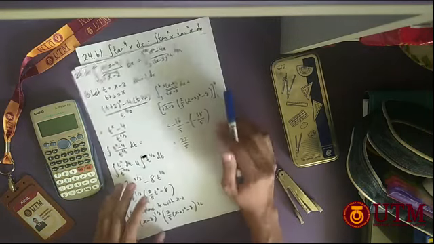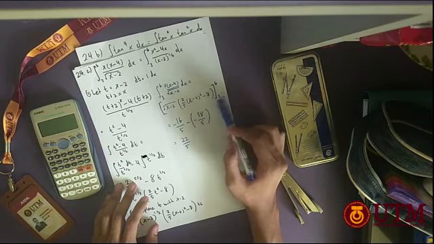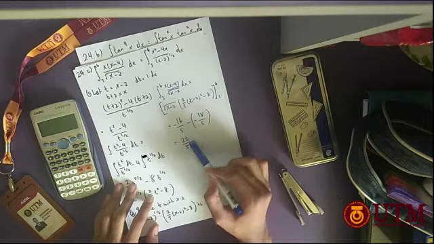Because this has a limit, we need to insert the values of 6 and 3, so if we put the value of 6, we got this value, and then we put the value of 3, we got this value. Lastly, when we solve it, we got 32 over 5.